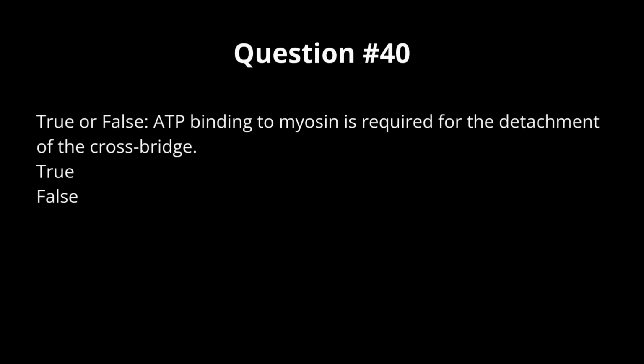Question number 40. True or false? ATP binding to myosin is required for the detachment of the cross bridge. The correct answer is true. ATP allows myosin to release from actin, resetting the cross bridge for another cycle.